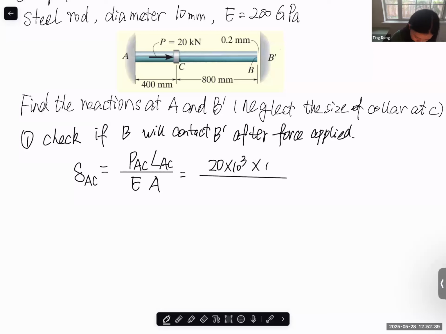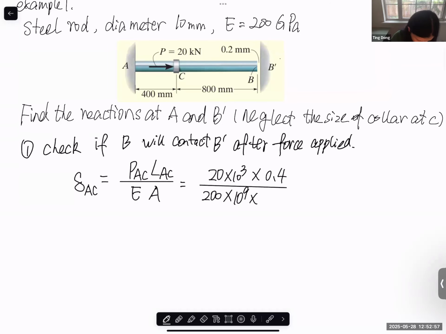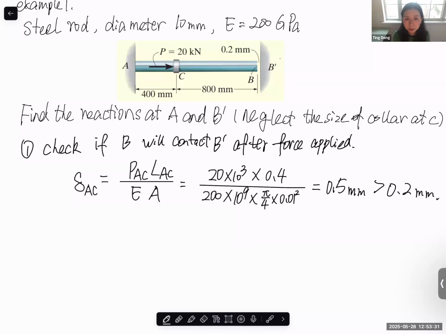L, I convert to meter. I convert everything to newton and meter. And Young's modulus, of course, I need to put it in pascal. Cross-section area: diameter is given, so use D squared. Now, if there's no B prime here, and it's free elongation, the calculated result is 0.5 millimeter, and this is greater than the gap of 0.2. So of course, there's contact between B and B prime.